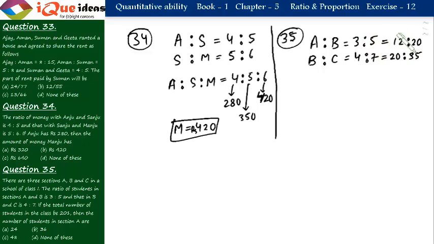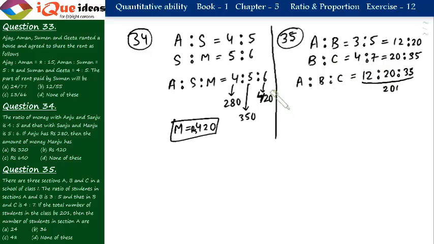That means the combined ratio of A, B and C, that is A is to B is to C, would be equal to 12 is to 20 is to 35. Alright, this is the combined ratio of A, B, C. Now the total number of students in the class is 201. Okay, the number of students in section A. So this total is 201.